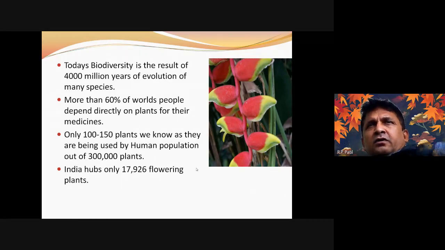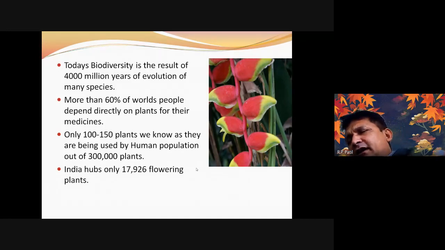We know around 3 lakh plant species, and in India, it is represented by around 18,000 flowering plants. So, the human population knows around 3 lakh plant species that occur on the Earth's surface.